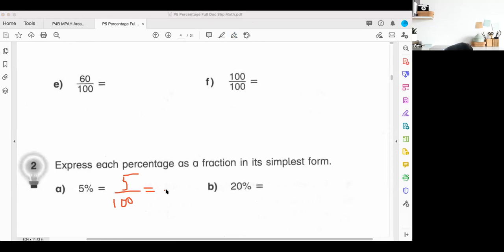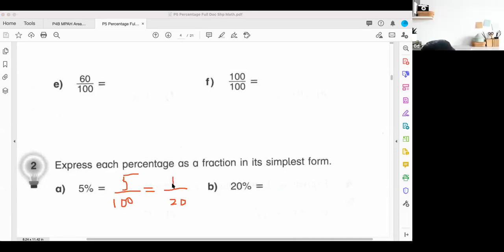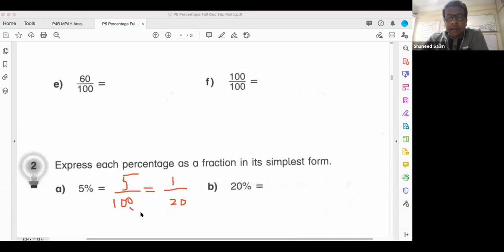How many over 20? Divide by 5. So that's why, Naomi, you need your calculator. Divide by 5, you get 20. 5 divided by 5, you get 1. Can you see? So this is called reducing, right? 1 out of 20. Okay?